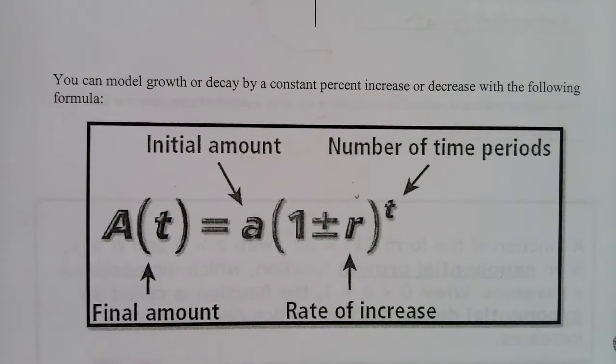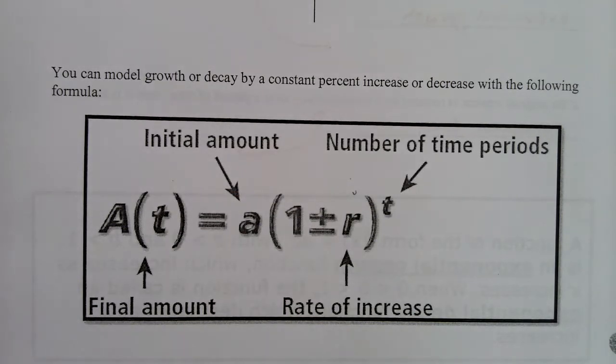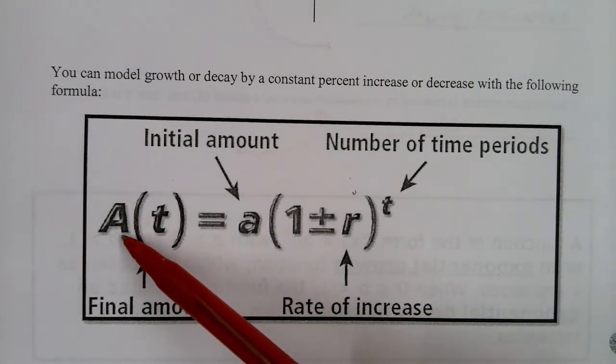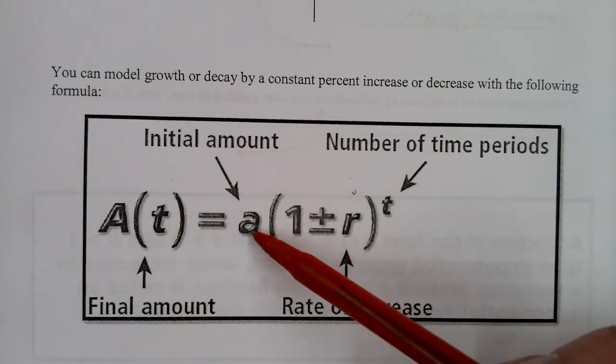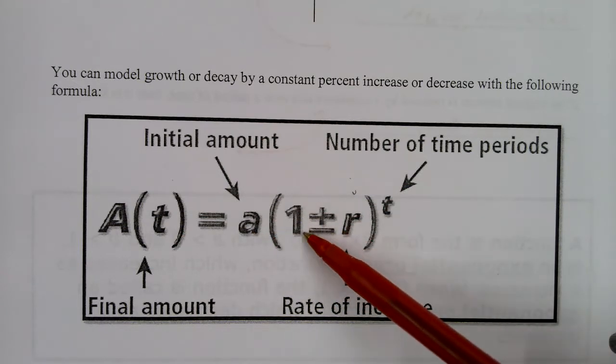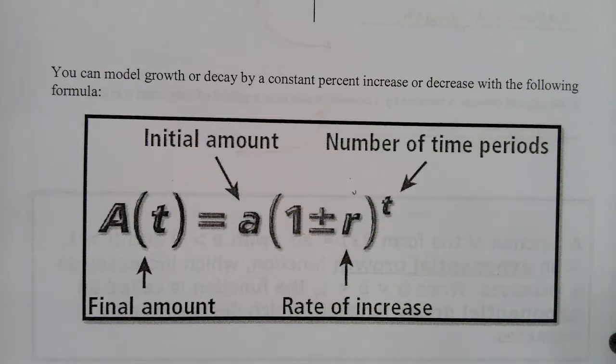You can model growth or decay by a constant percent increase or decrease with the following formula. The final amount, which is represented by A of t, equals the initial amount, represented by the small a, times 1 plus or minus r, depending on if it's increasing or decreasing, to the t power, where t represents the number of time periods.